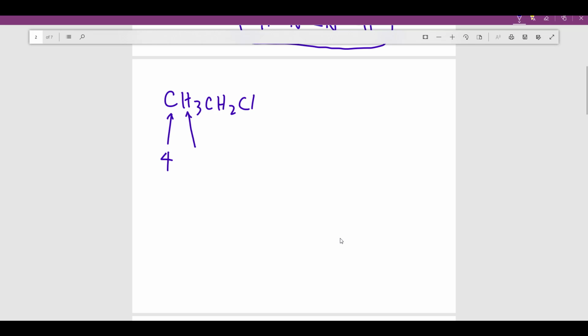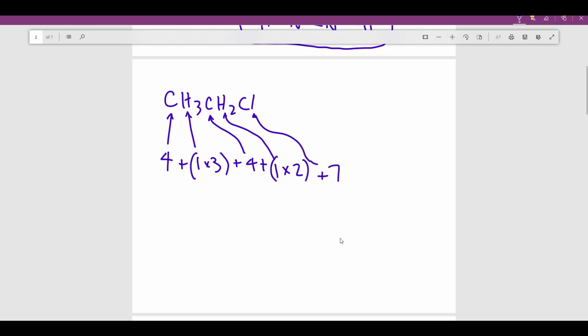Hydrogen's in column 1A, so it has 1 valence electron, and this formula has 3 hydrogens at this position, okay? This is another carbon here, so I'm going to add that to the mix. It has 4 valence electrons, and then each of these hydrogens, like the other hydrogens, has 1 electron per hydrogen, and there are 2 total hydrogens, okay? And I'm going to add all this together. And then chlorine. Chlorine, if you look on the periodic table, has 7 valence electrons, so I'm going to add 7 to it. So those are all my valence electrons.